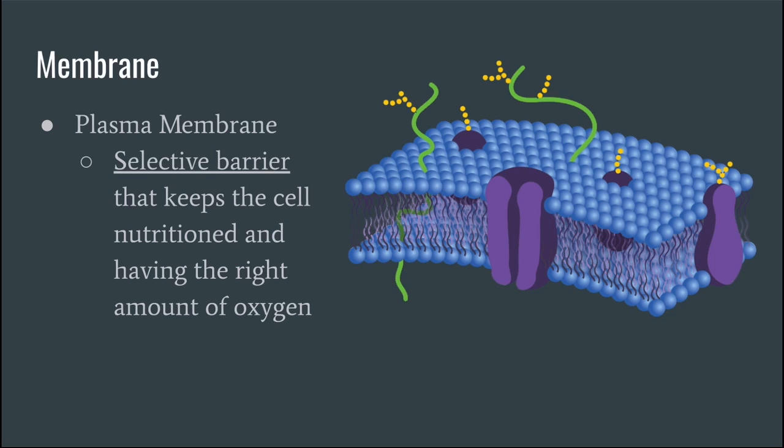Now talking about the membrane. The plasma membrane is a selective barrier, meaning that it keeps a cell nutritioned and having the right amount of oxygen, so it controls what goes inside and out. And on the right, you can see a picture of the plasma membrane.